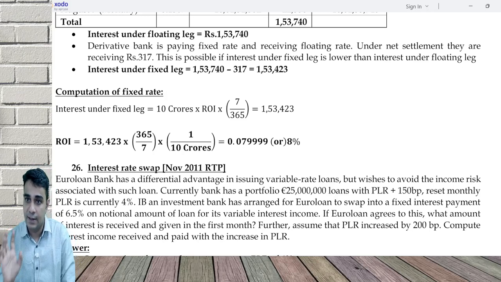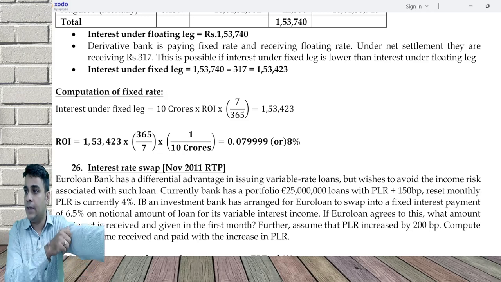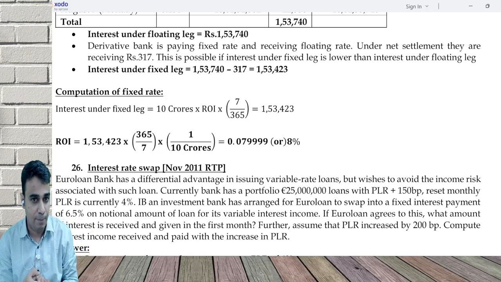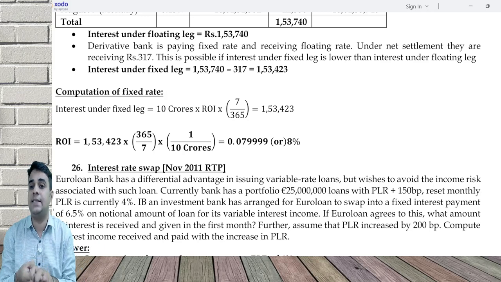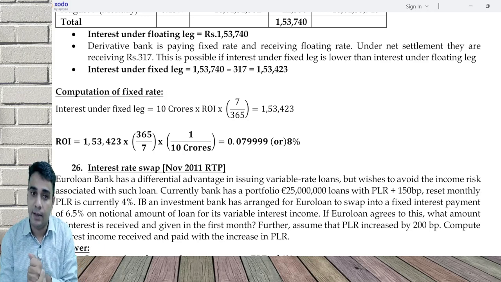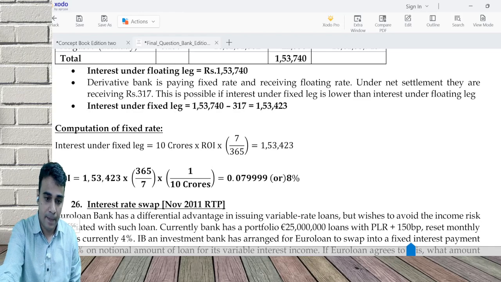So these are the three normal types of question which keep coming in interest rate swap. One is the structuring part. Second is net settlement calculation. Third is using the net settlement to go ahead and calculate the rate of interest.